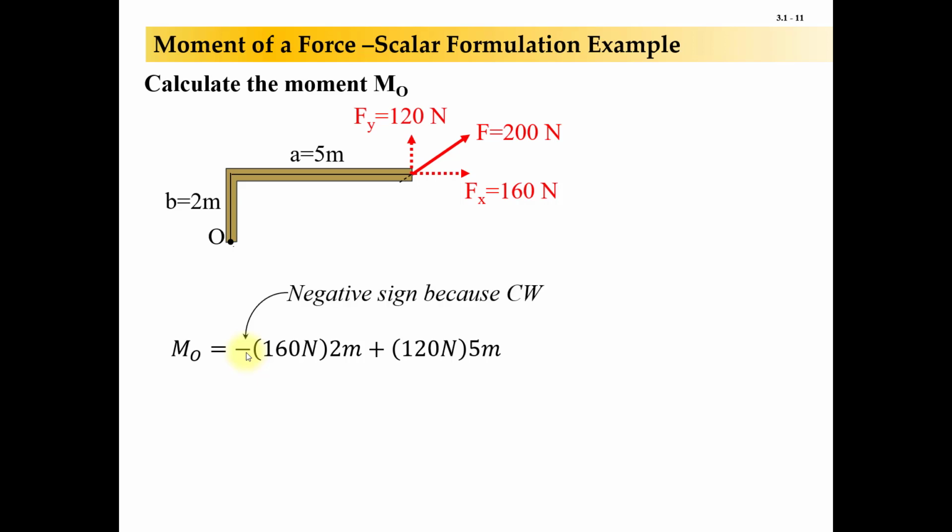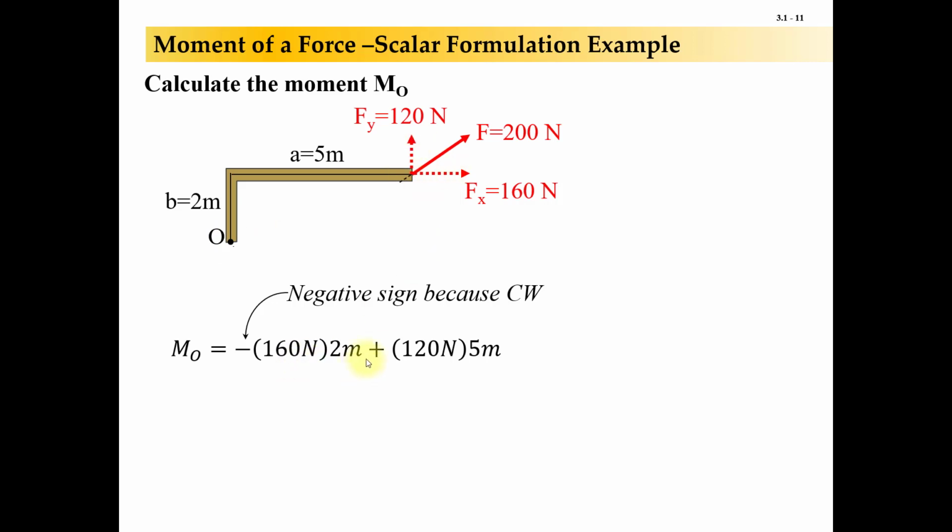Note the negative sign here on the 160 times 2, and that's because this is a clockwise rotation about O. Again, put your pencil tip here at O. Push along this direction right here. That would want to spin clockwise, so negative. The 120 is going to want to cause a counterclockwise rotation about O for the same reason. Put your pencil tip at O, push up on the right-hand side. It's going to cause a positive.